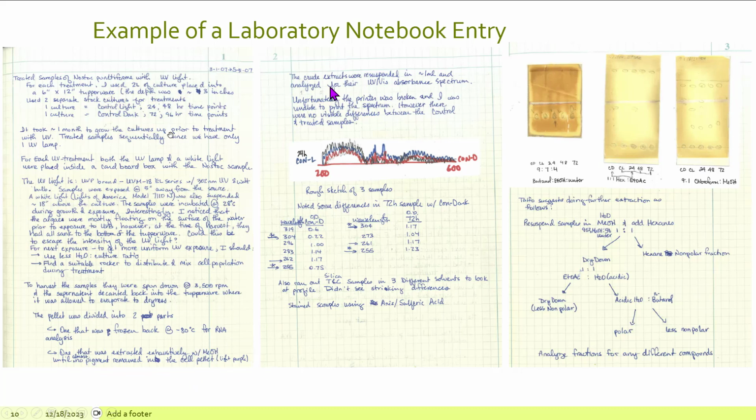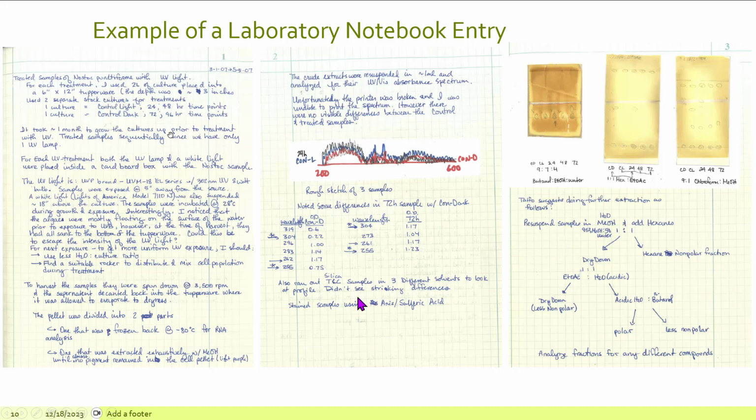The crude extracts were resuspended in 1 milliliter. I didn't say of what, so I should have said methanol, and analyzed for their UV-Vis absorbance spectrum. Unfortunately, the printer was broken and I was unable to print the spectrum. However, there were no visible differences between the control and treated samples.